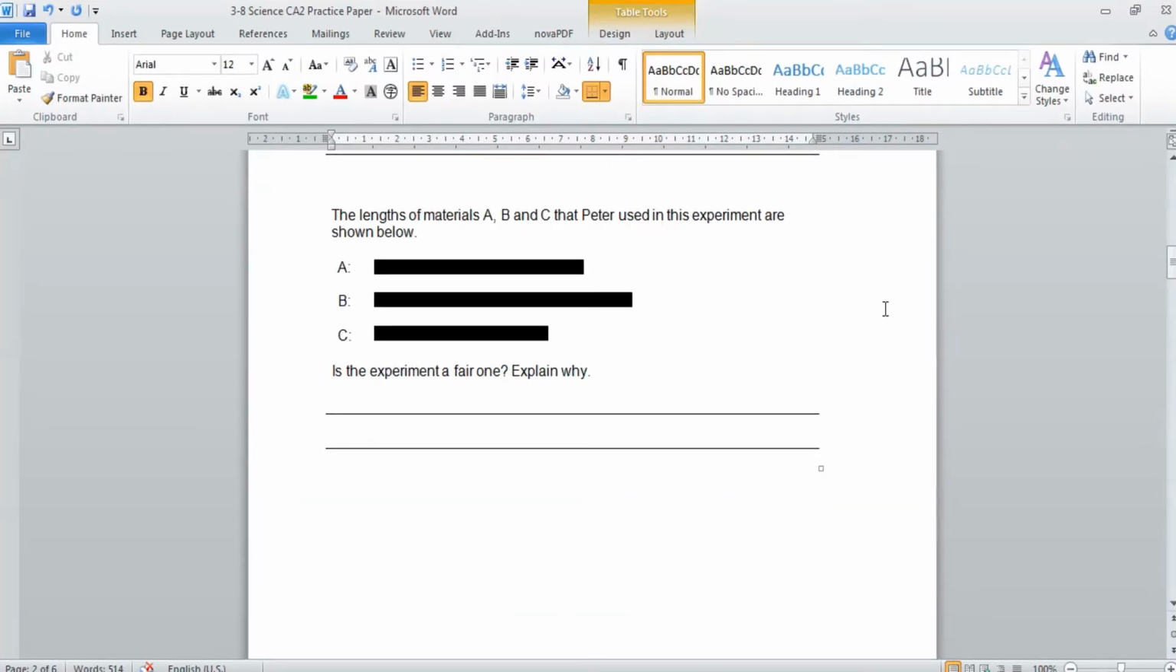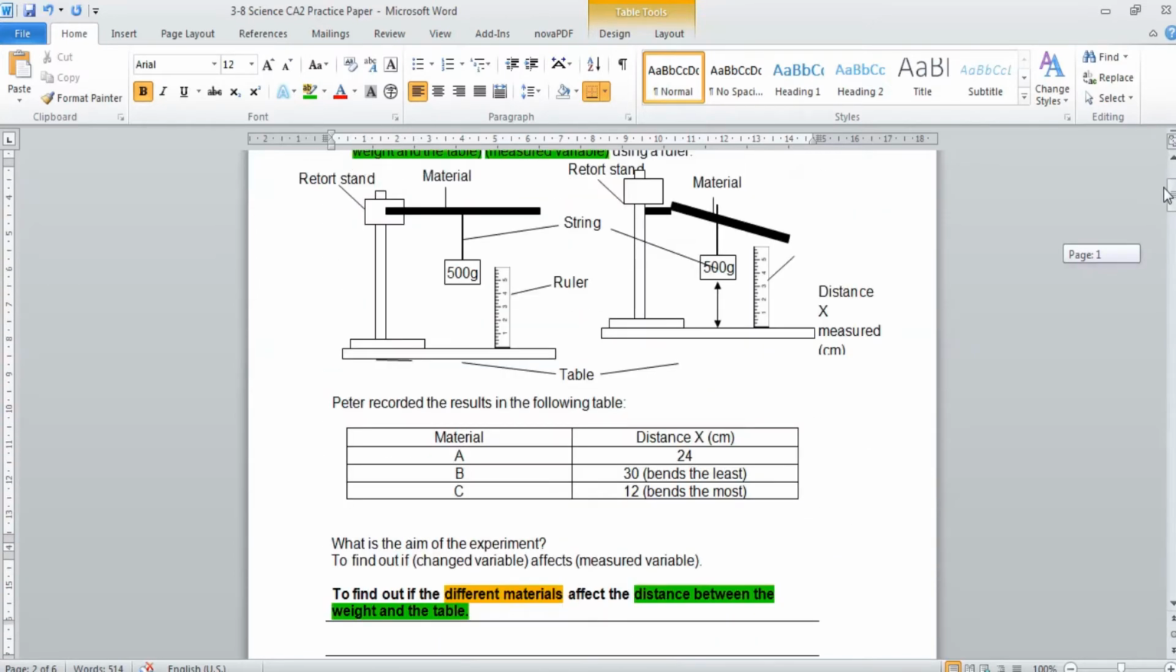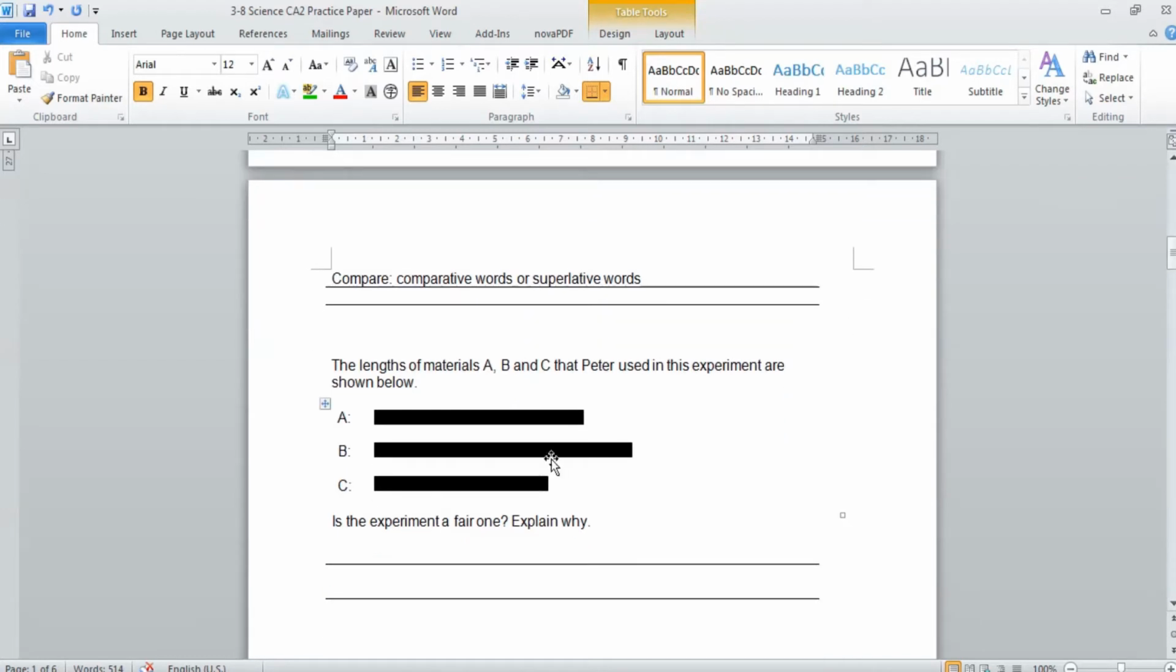Okay, now let's continue to the second part of the question. It says that the lengths of material A, B, and C that Peter used in this experiment are shown below. So this is the length of the material here. Let me show you, this one in black. This is the length of the material. There are three different lengths. So the question is, is the experiment a fair test?